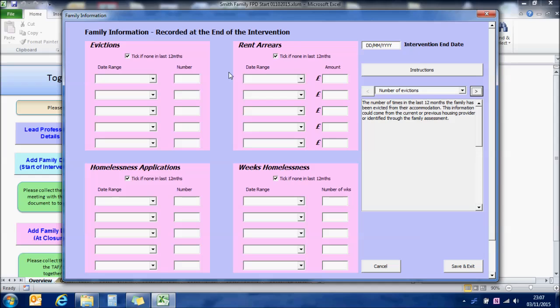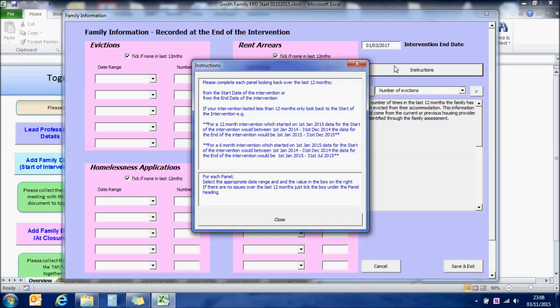The closure data has already been entered for the Smith family, but it is important to note that the intervention end date is entered. For this case, the intervention ended on the 1st of March 2017. Please note, at point of closure, we are looking back 12 months from the closure date. However, if the whole Think family intervention was less than a year, you would look back for the duration of the involvement. For example, if the intervention started in January and closed in September, we would look back 9 months to prevent the duplication of data. This explanation can be seen in the instructions box on screen.